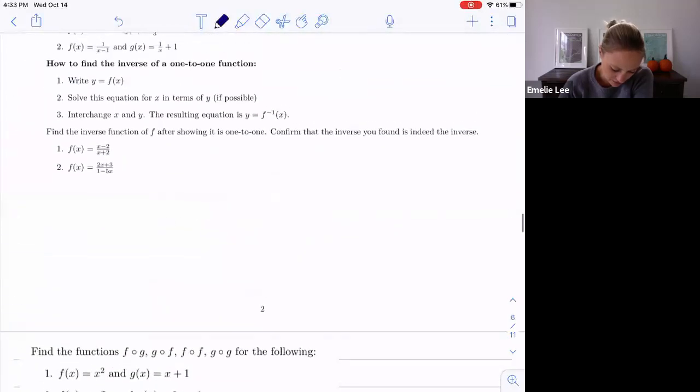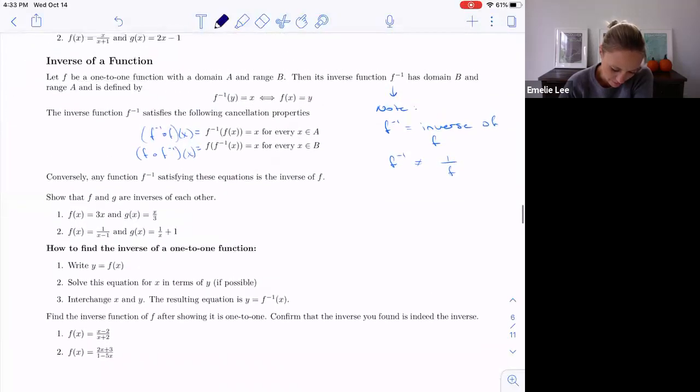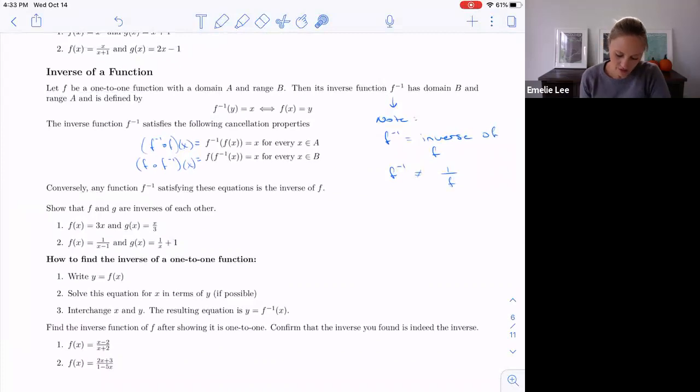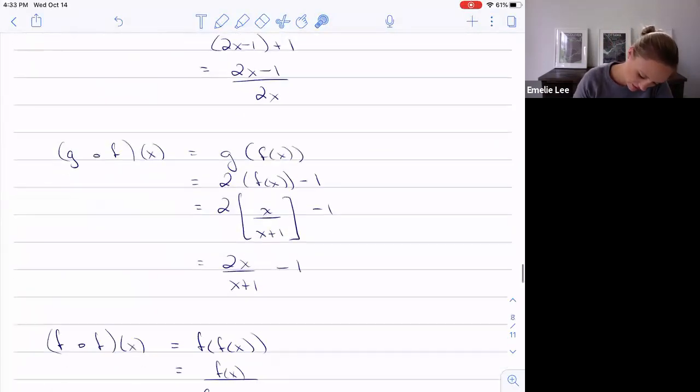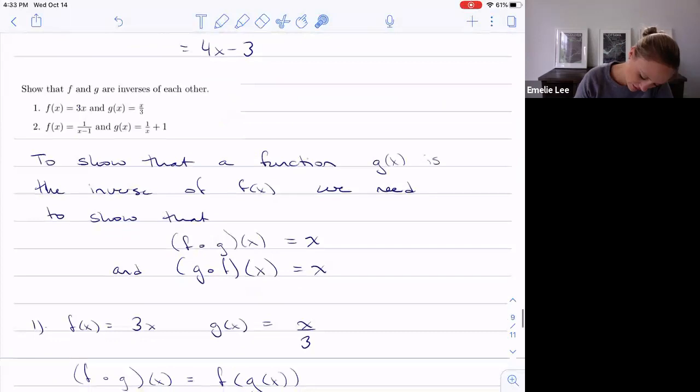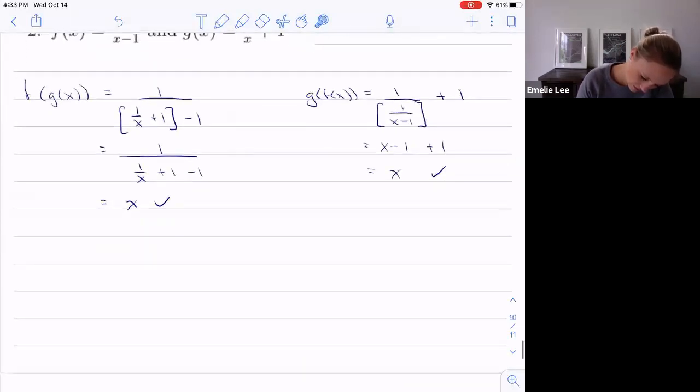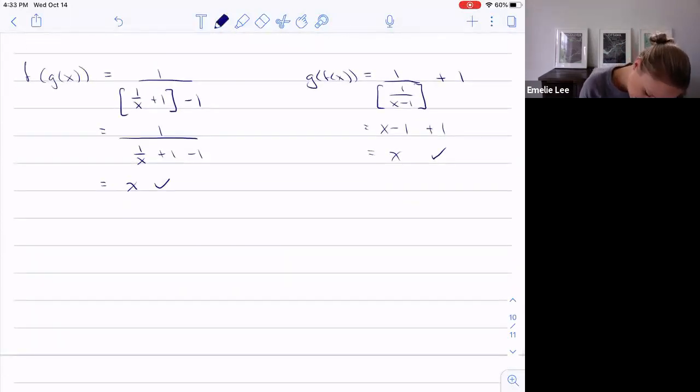Now we showed that f and g are inverses of each other. Therefore, f of x and g of x are inverses of each other.